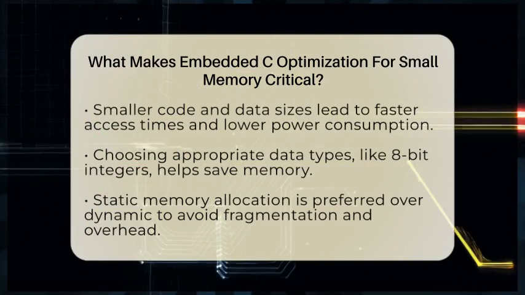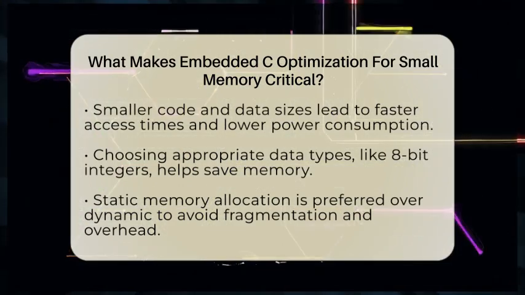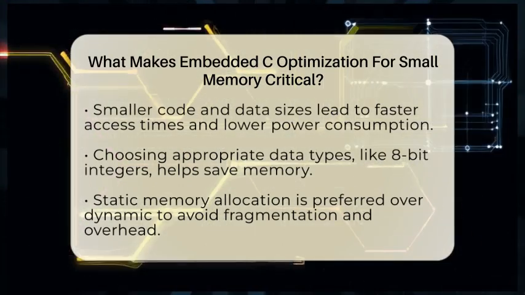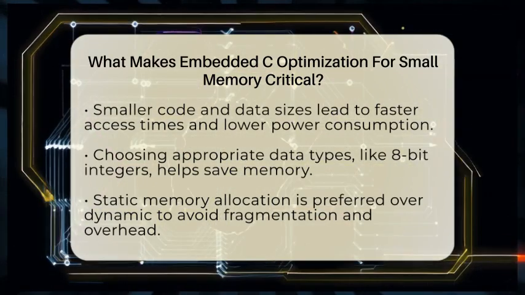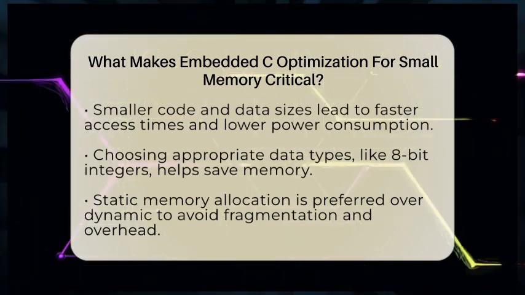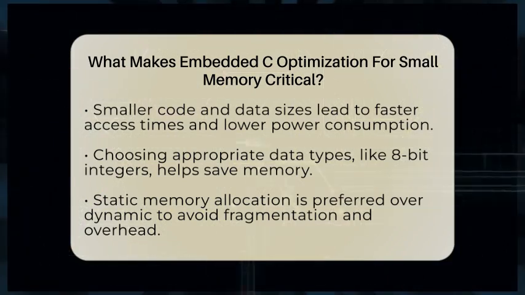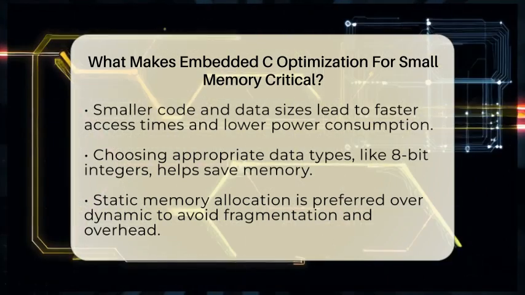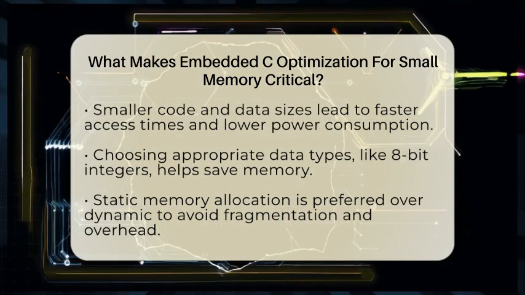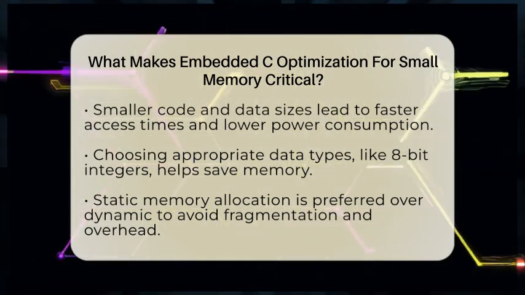Performance and power efficiency are also tied to memory. Smaller code and data footprints mean faster access times. This results in quicker response times and less power consumption, which is vital for battery-powered devices. If your code is lean, your device can run longer on a single charge.